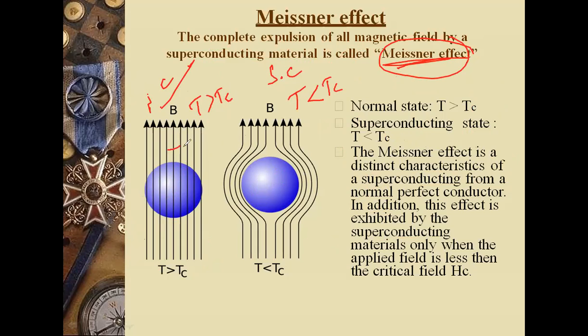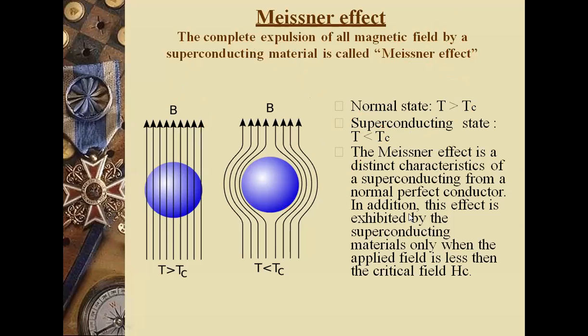Greater than the transition temperature, they act like a normal conductor. Less than the transition temperature, they act like a superconductor. What happens in a superconductor? Complete expulsion of all magnetic field by the superconducting material is called the Meissner effect. These are the properties you should know: the normal state condition, the superconducting state, and the Meissner effect.